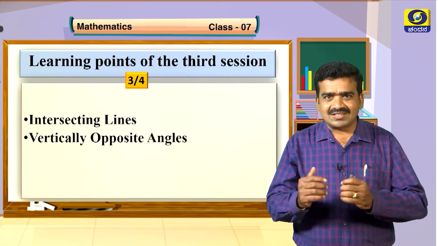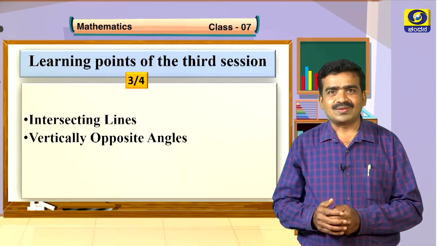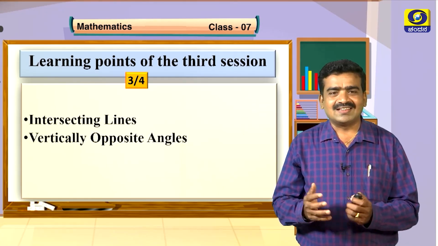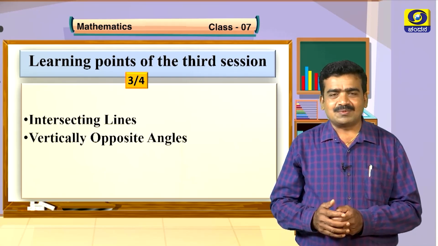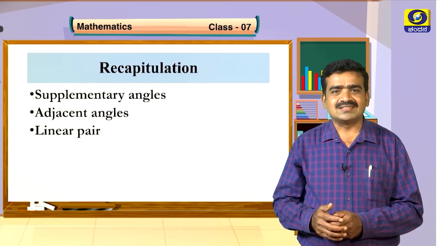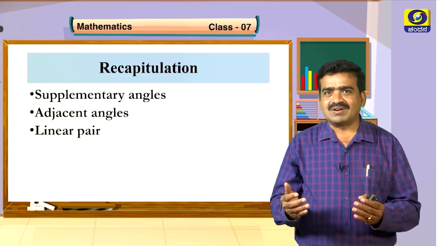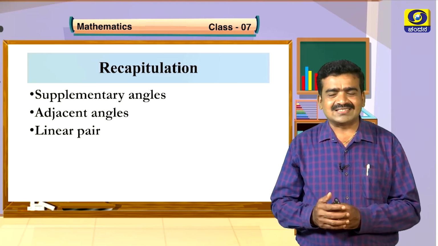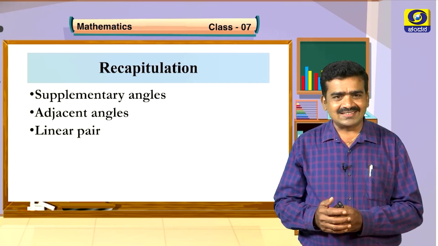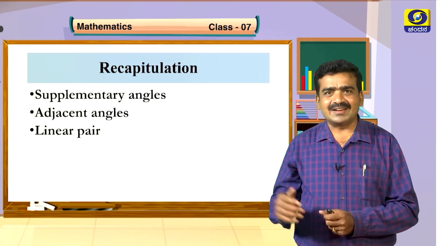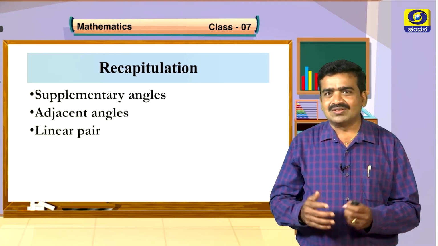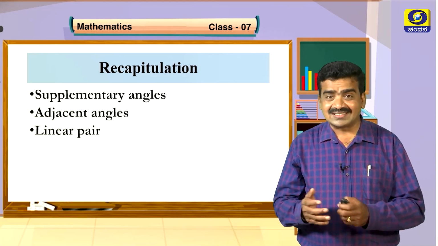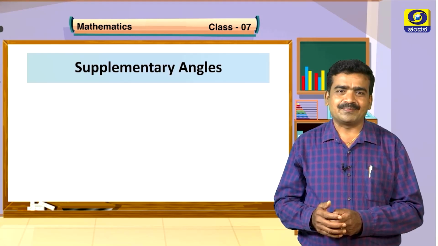These two are the major concepts for today's session. You are going to learn in detail and solve problems based on intersecting lines and vertically opposite angles. My dear students, let us recall what we have learnt in the second session: supplementary angles, adjacent angles and linear pair, and the meaning of each.